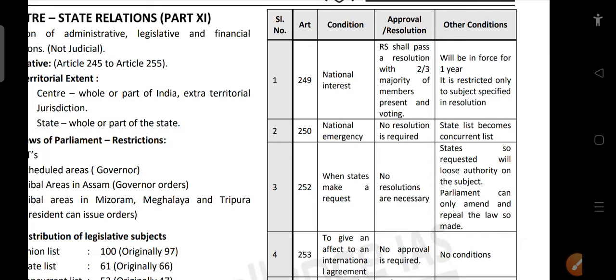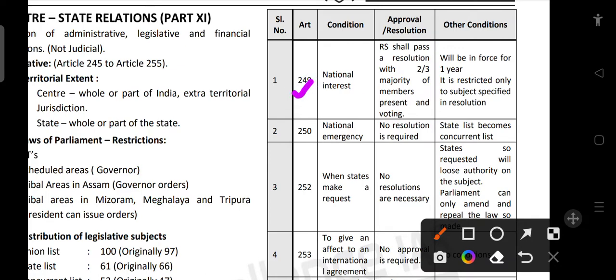Now the next one is related to the various articles, what the conditions are and who needs to give approval, and other conditions. We'll look at them. First one, 249. In case of national interest, Rajya Sabha passes a resolution with a 2/3 majority of members present and voting. It will be in force for 1 year. It is restricted only to subjects specified in the resolution. 250. National emergency. No resolution is required. The State list converts into the Concurrent list.